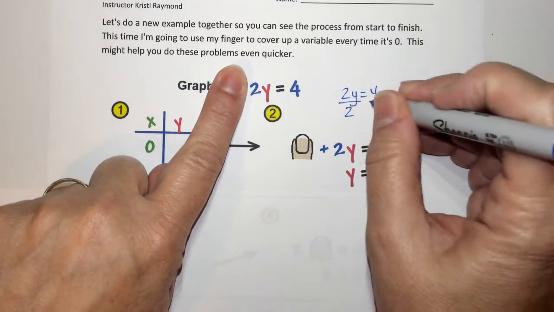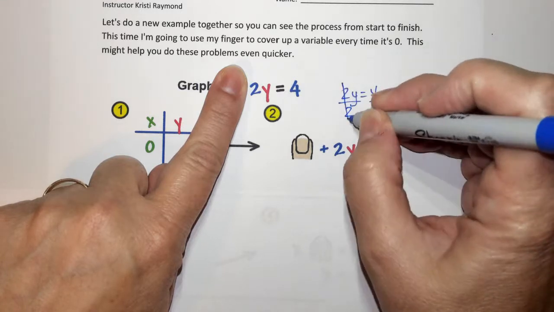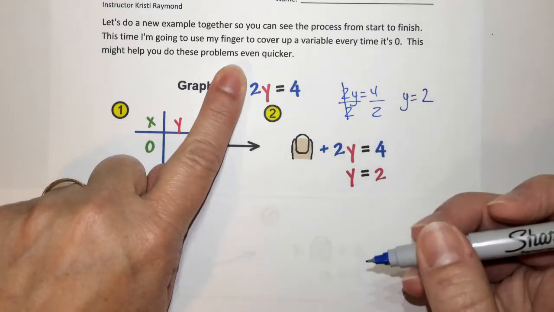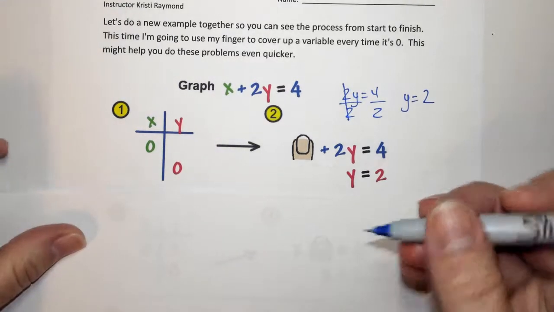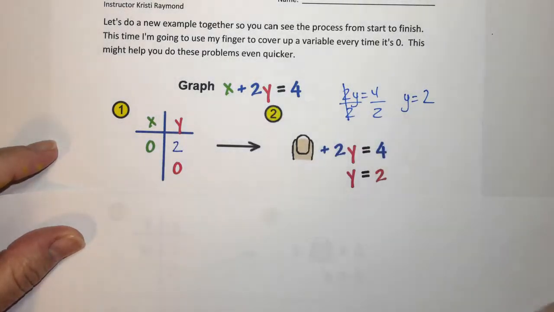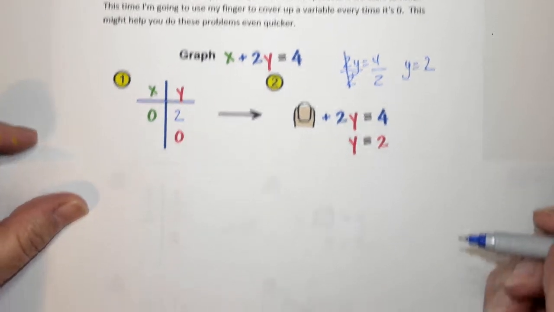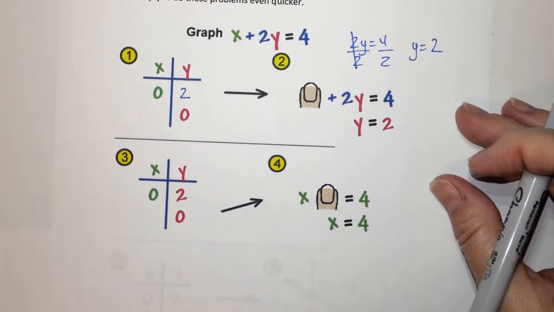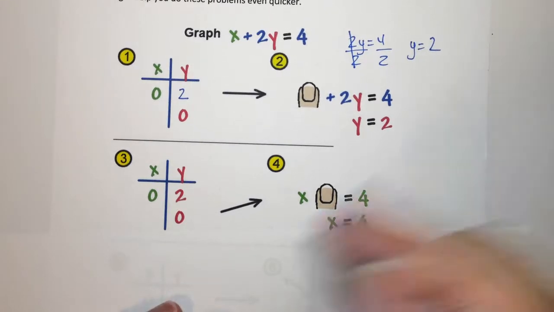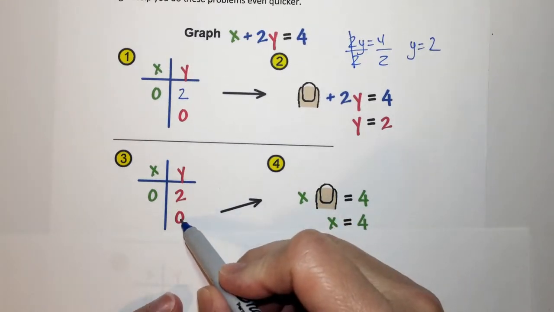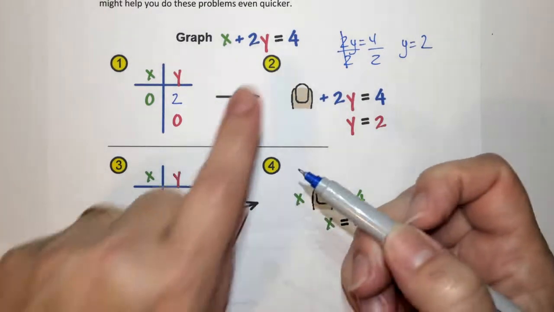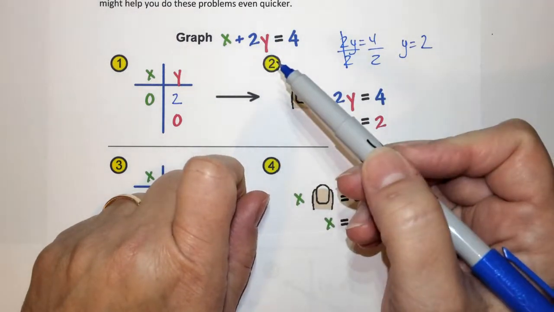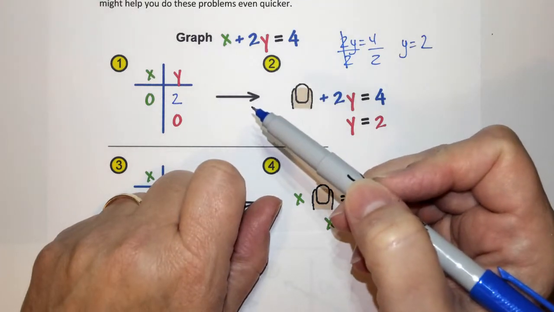2y equals 4. Let's divide through both sides by 2. 2 over 2 becomes 1 and cancels out. Y equals 2. Good. Now you put the 2 here, and you have your first point, 0, comma 2. Now the next step, we have to substitute a 0 for our y up above. If I put a 0 here for my y, I have 2 times 0. And what is that? 0.